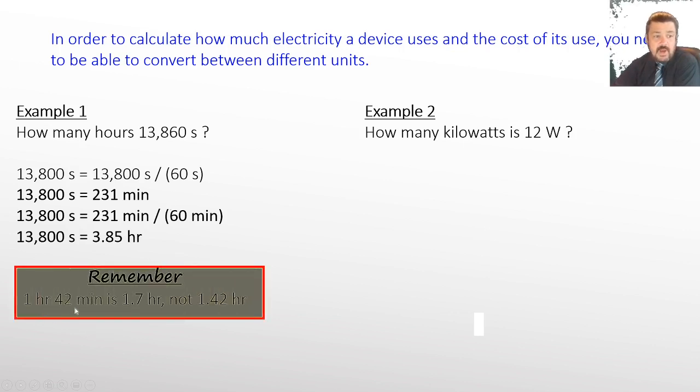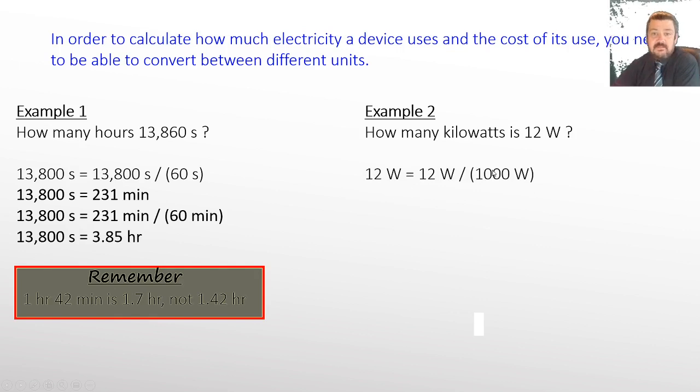Remember, 1 hour 42 is not the same as 1.42 hours. It's actually 1.7 hours. This is the thing that sometimes trips people up in our exams. 1.5 hours is actually 1 hour 30 minutes.